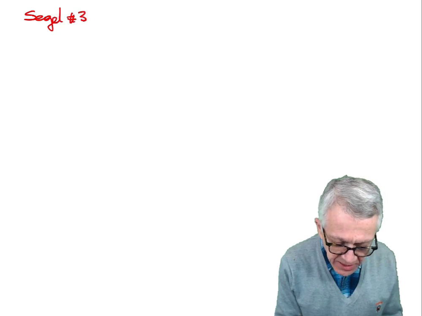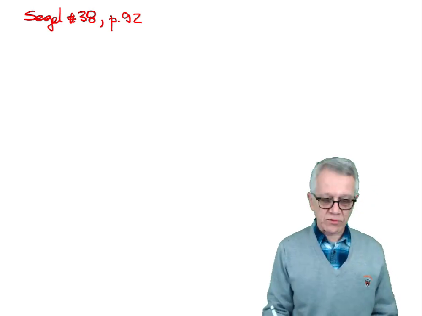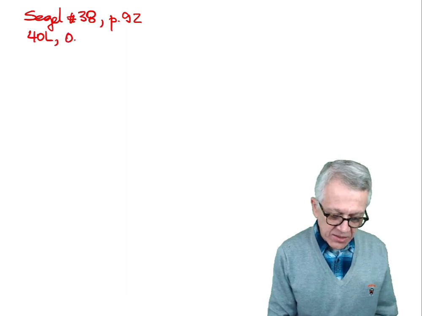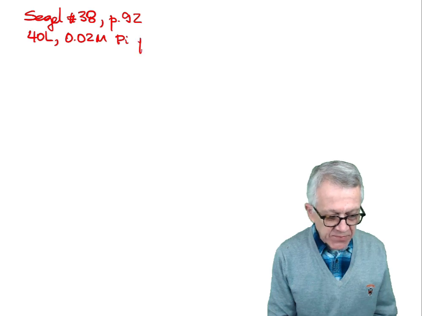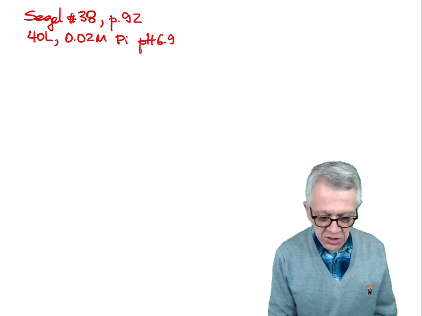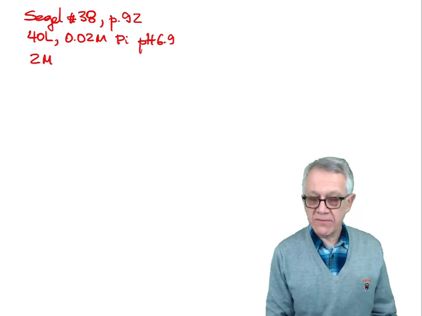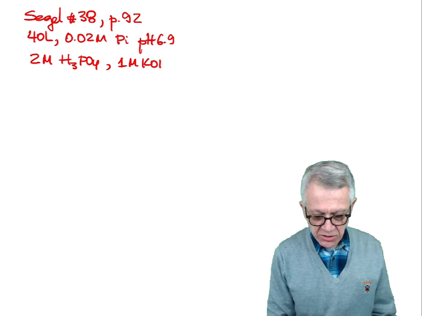So again, this is problem number 38 in Siegel, and we can find it on page 92. It asks us to prepare 40 liters, a little bit high volume, but very practical otherwise, of 0.02 phosphate buffer, and the pH they want for this phosphate buffer is 6.9. And they start with a 2 molar solution of H3PO4 and 1 molar KOH.